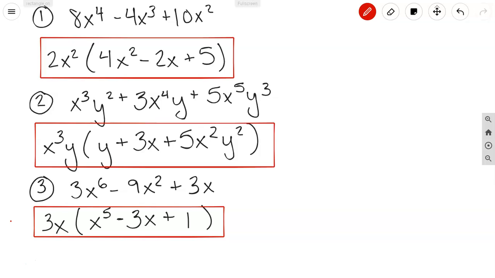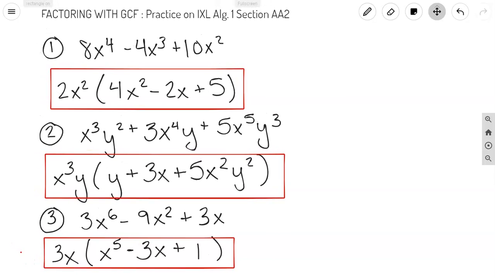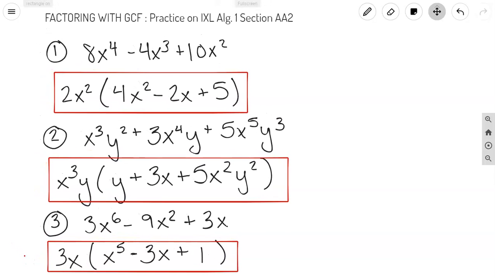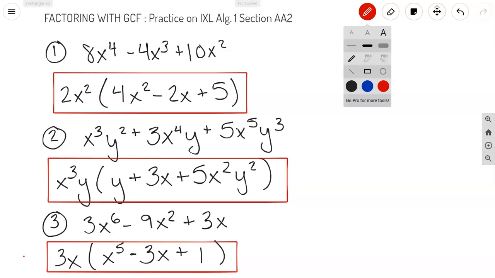Now, that is how you factor using the GCF. This should always be step 1 in factoring, no matter what you are factoring. If you can do a greatest common factor, if all these terms have something in common that you can factor out, then you must do this step first.